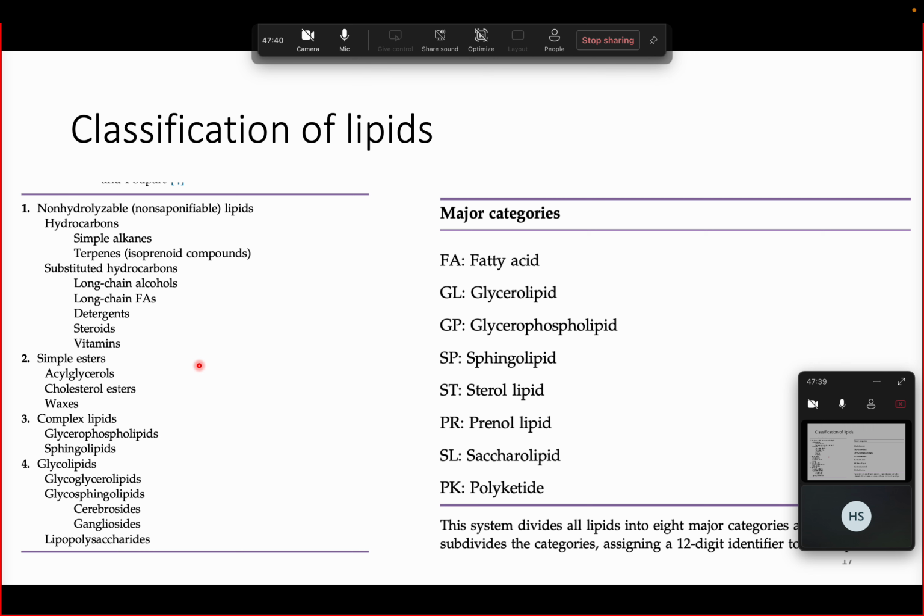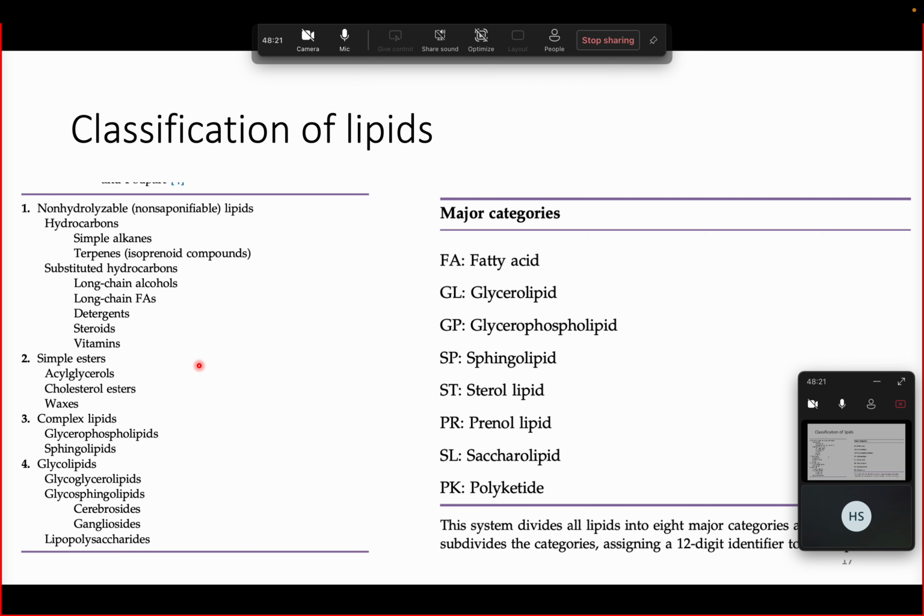And the type of lipids which are non-hydrolyzable are hydrocarbons. They can be simple alkanes or terpenes. Then substituted hydrocarbons like long chain alcohols, long chain fatty acids, detergents, steroids, vitamins. Simple esters like acyl glycerol, cholesterol esters and waxes. Complex lipids such as glycerophospholipids, sphingolipids. Glycolipids such as glycoglycerolipids, glycosphingolipids. In glycosphingolipids, major lipids come as cerebrosides, gangliosides, and then lipopolysaccharides, right?